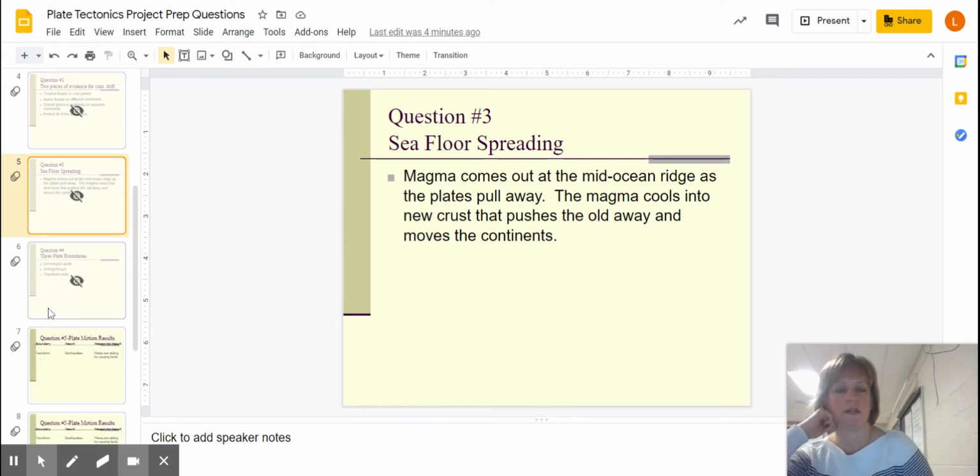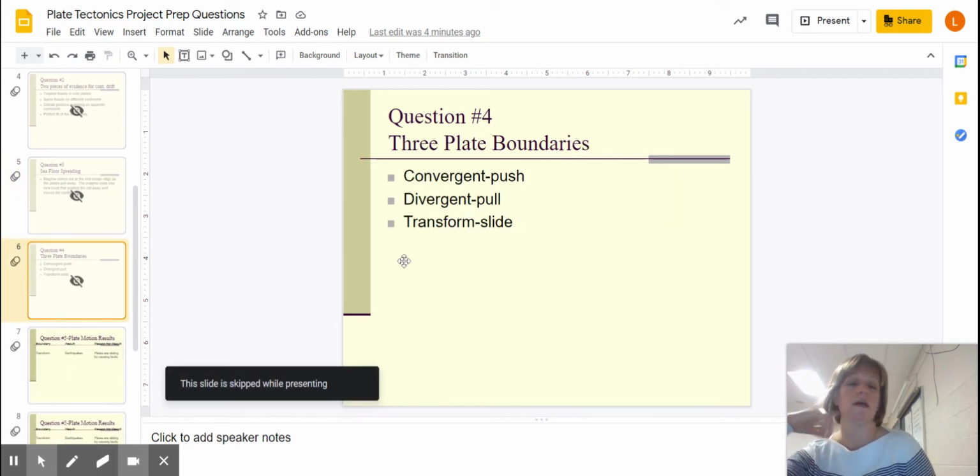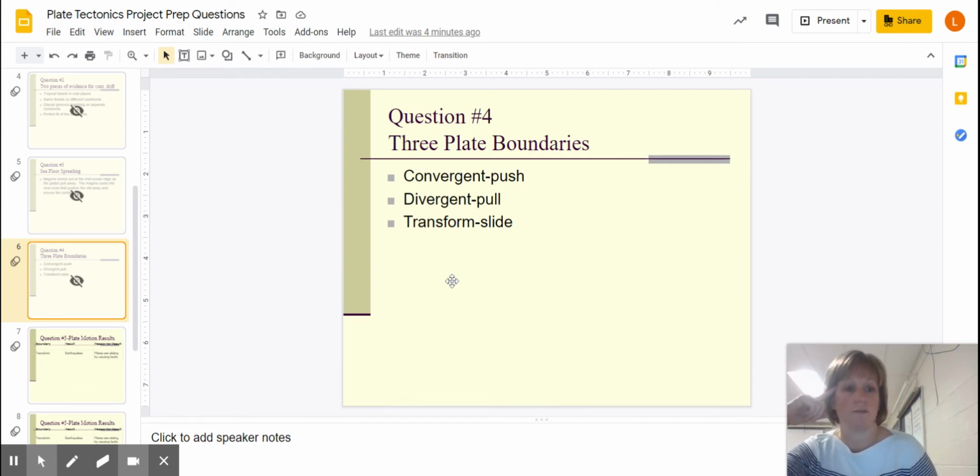Okay, now this one is standard number 14 for a year, and this one is honestly pretty simple to incorporate. Scientists said there are 3 boundaries: push, pull, and slide, but you do need to be using in your project the fancy words. So convergent is the scientific term for push, divergent pull, and transform slide.